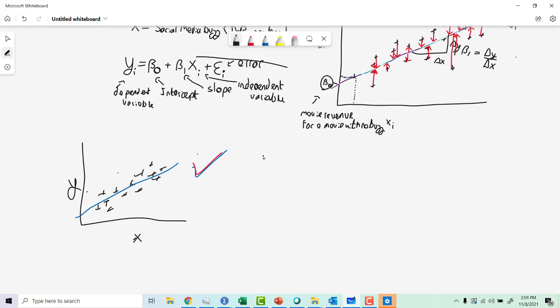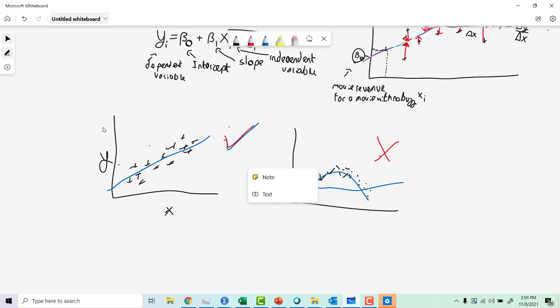Remember the curvilinear relationship. This sort of relationship would not suit linear regression. In fact, if we tried to fit a linear line to this, it would seem that there's no relationship when in fact there is a relationship. It's just not a linear relationship.